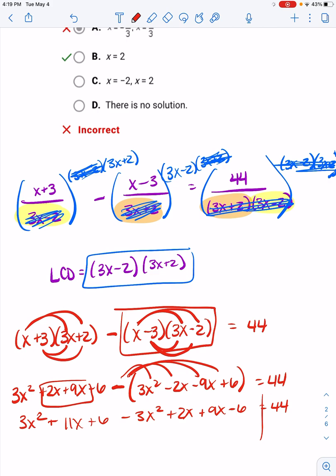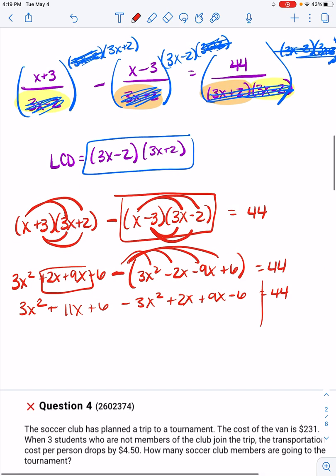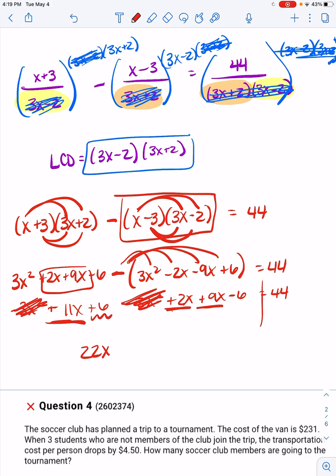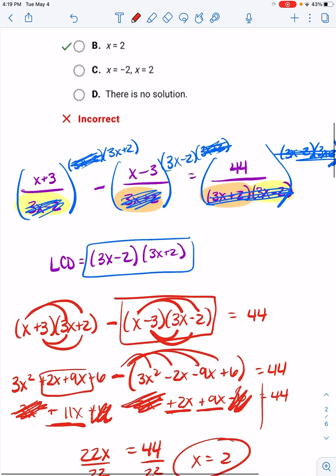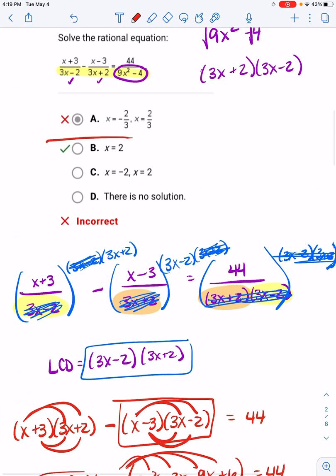Okay, now, everything on the left-hand side, let's combine those. So 3x squared and negative 3x squared, those cancel. That's very nice. I have 11x and 2x and 9x. So 11x and 11x is 22x. Then I have positive 6 and negative 6, those cancel. So 22x equals 44, and this actually ends up being really nice and easy to solve. So I get x equals 2. And hopefully I didn't forget anything. And there's your answer, x equals 2.